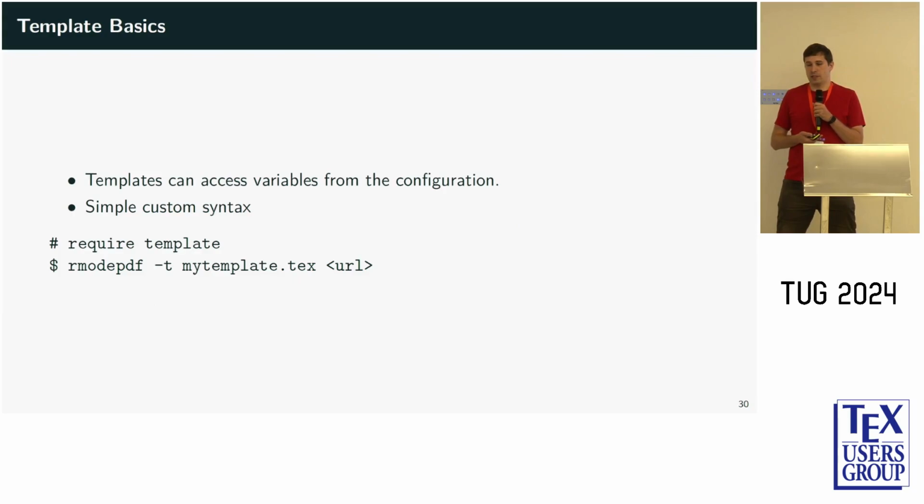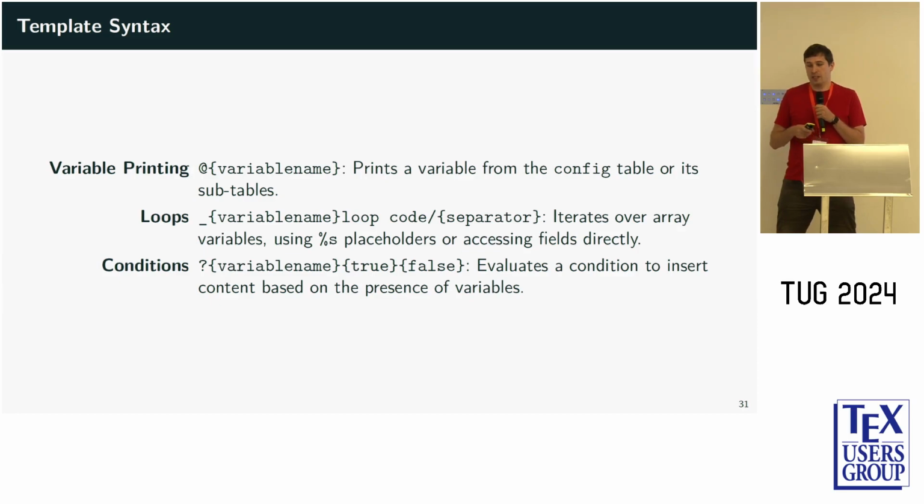Now, just fast. You can change text templates for Rmodepdf using the T option. It has three syntax features. One is to print variables. Another is to loop over arrays, where you can select a separator. And the last one is a condition, so you can test if some variable exists, and if it exists, you can print it or print something else.